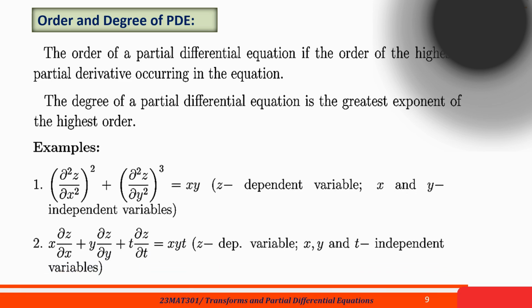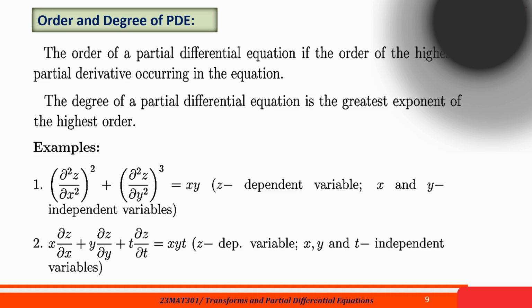For example, like the previous example, I have given here (∂²z/∂x²)² + (∂²z/∂y²)³. It is given here, right? In this, first you have to find the order. How to find the order? You have to find the highest partial derivative. What is the highest partial derivative here? This is a second order equation.